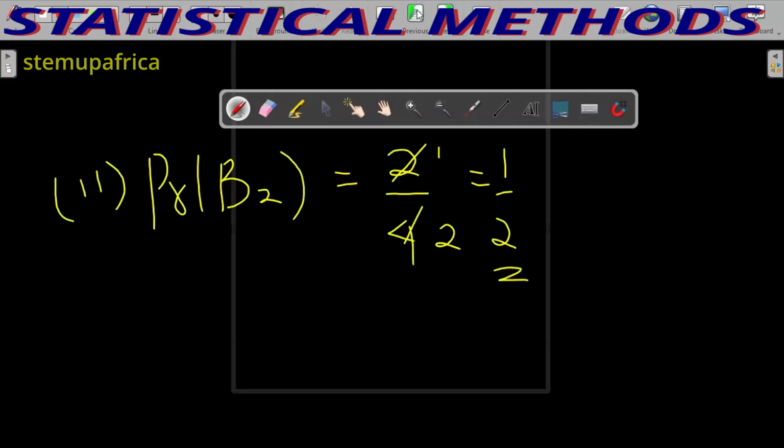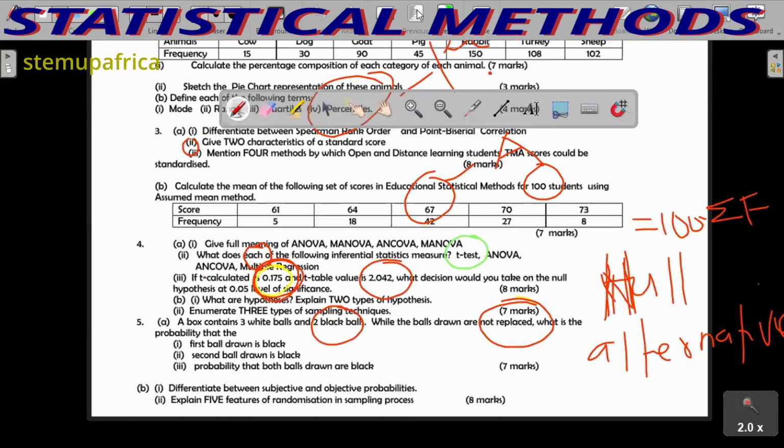So that is for that, as far as the question is concerned. Then remember, we got 3. He said, differentiate between subjective and objective probability. Any solution to that? Any solution to subjective and objective probability?